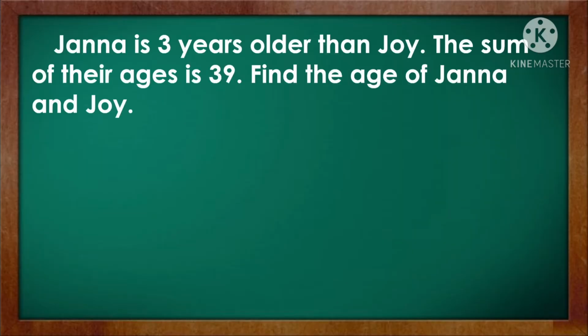Look at this problem. Jana is 3 years older than Joy. The sum of their ages is 39. Find the age of Jana and Joy.